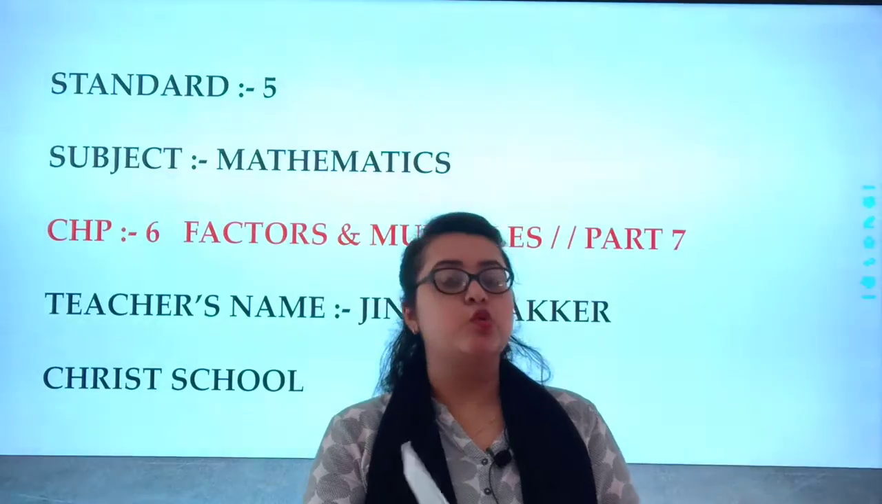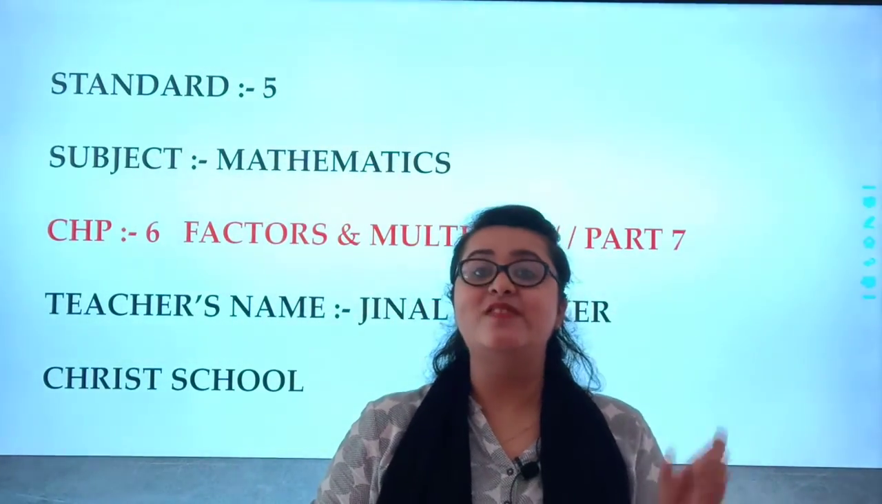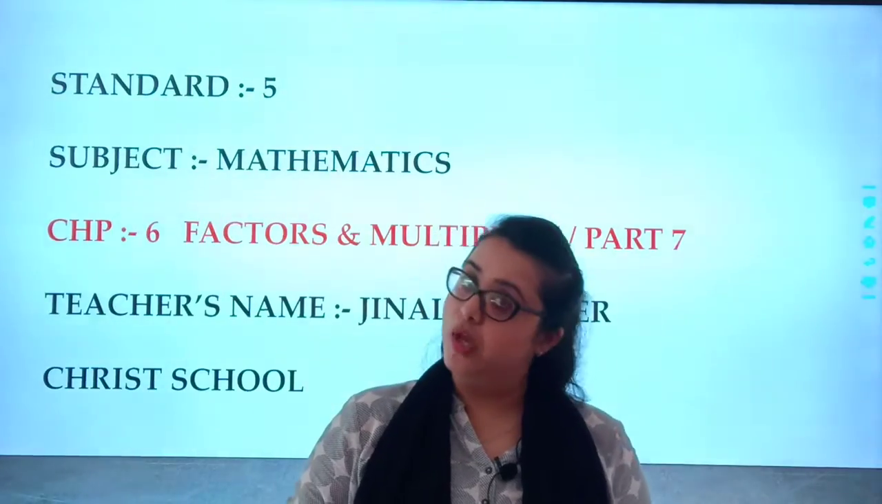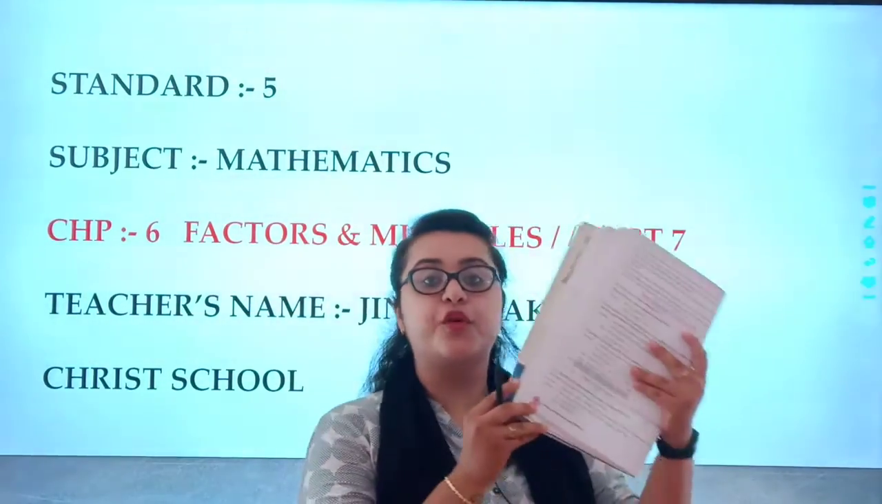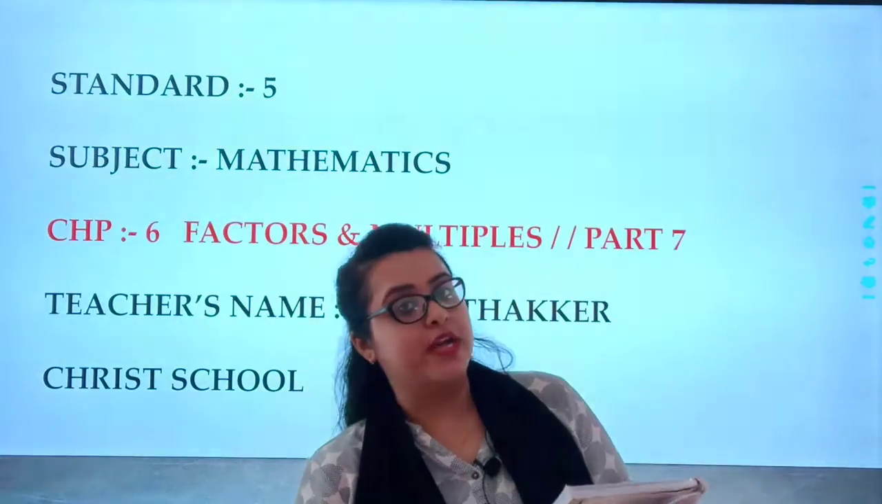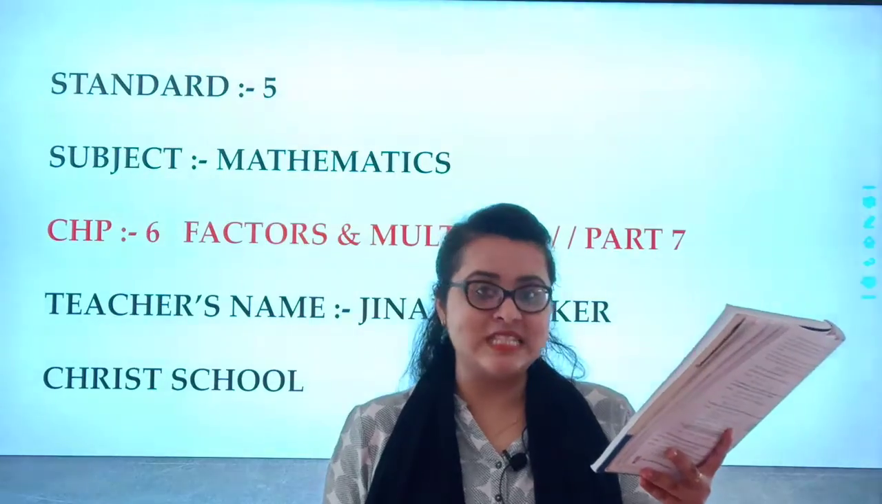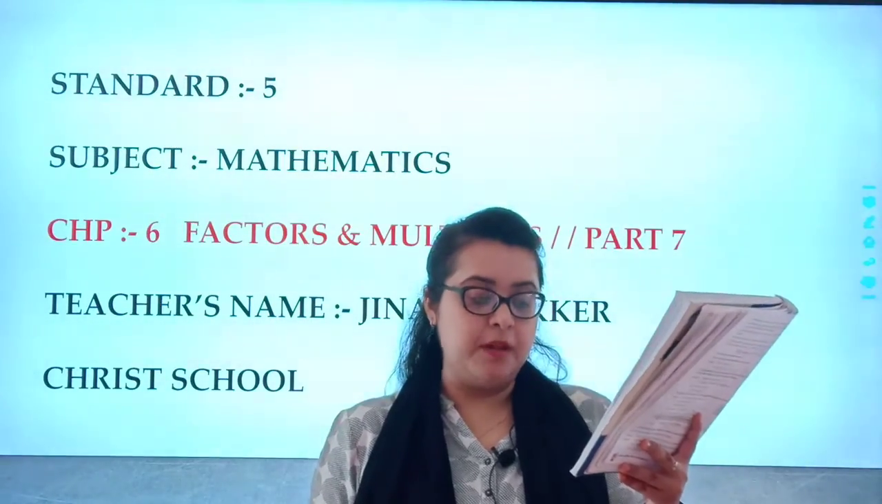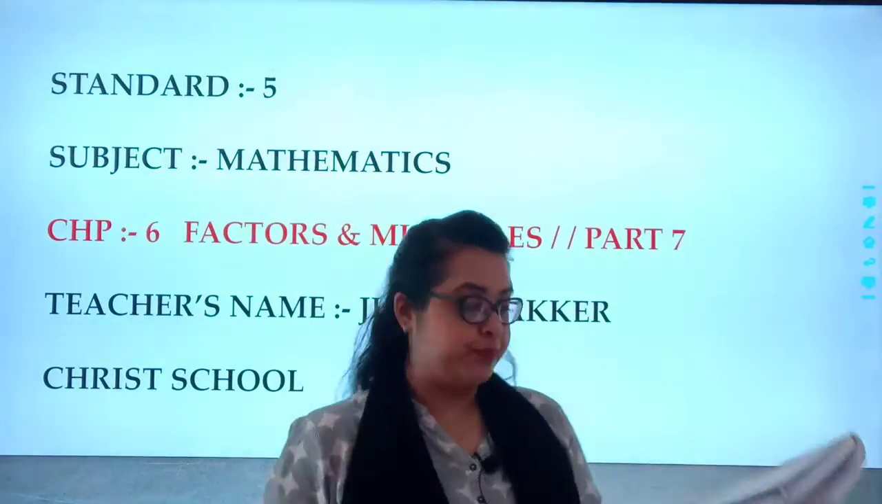But to solve that exercise, we should know some divisibility rules. These rules are on page number 47 of your textbook. So let's read. A number is said to be exactly divisible by another number if the remainder is 0.